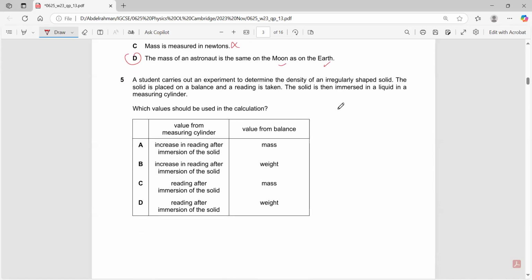A student carries out an experiment to determine the density of an irregularly shaped solid. The solid is placed on a balance and a reading is taken. The solid is then immersed in a liquid in a measuring cylinder. Which values should be used in the calculation? The value from the measuring cylinder, what should I measure? Increase in reading after immersion. Yes, if you have the initial volume, so V2 minus V1. Yes. Value for the balance. Do I take the weight or the mass? I take the mass. Why the mass? Because I need the density. So it is A.